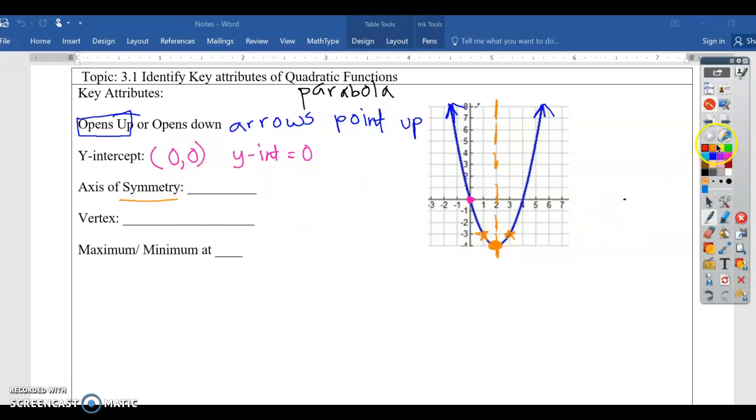So axis of symmetry, sorry, I've got to write the equation. X equals a positive 2. Because this line goes up and down, it's x, or you can say that it touches the x-axis right here at a positive 2. Okay? So now we're going to move to the vertex, okay? The vertex is also going to be our middle point.